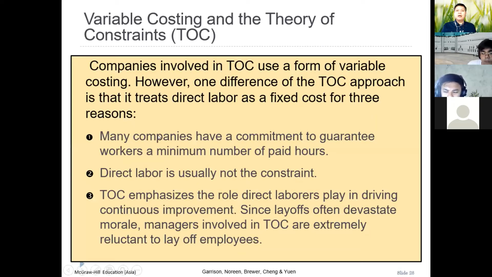Okay? Now, how is this related to the theory of constraints? The companies involved in TOC use a form of variable costing. However, one difference of the TOC approach is that it treats direct labor as a fixed cost for 3 reasons. Many companies have a commitment to guarantee workers a minimum number of paid hours. This is true. Direct labor is usually not the constraint, and TOC emphasizes the role direct laborers play in driving continuous improvement. Since layoffs often devastate morale, managers involved in TOC are extremely reluctant to lay off employees.